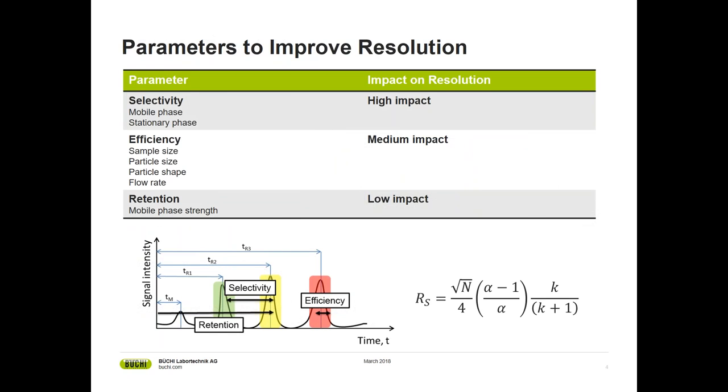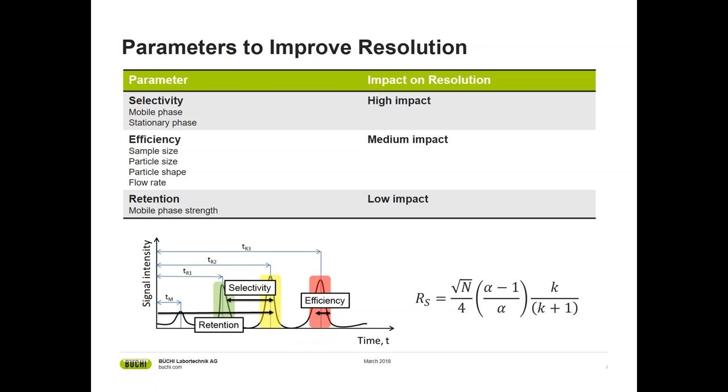All these different parameters have an influence on resolution, but with a different impact, which is shown on this slide. The highest impact has the selectivity, which can be controlled by the mobile and the stationary phase. Lower impact has the efficiency. Here, many different factors have an influence, such as the sample size, particle size, and so on, and we will discuss them later in more detail.